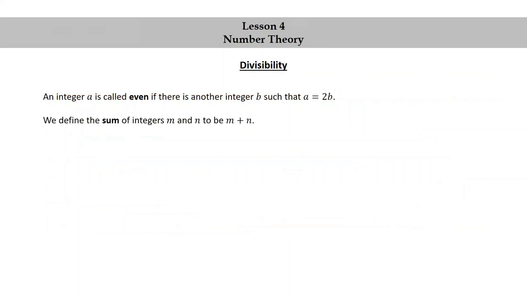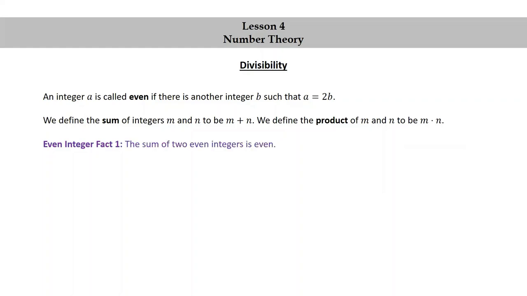We define the sum of integers m and n to be m plus n. We define the product of m and n to be m times n. Even integer fact 1. The sum of two even integers is even. Even integer fact 2. The product of two even integers is even.